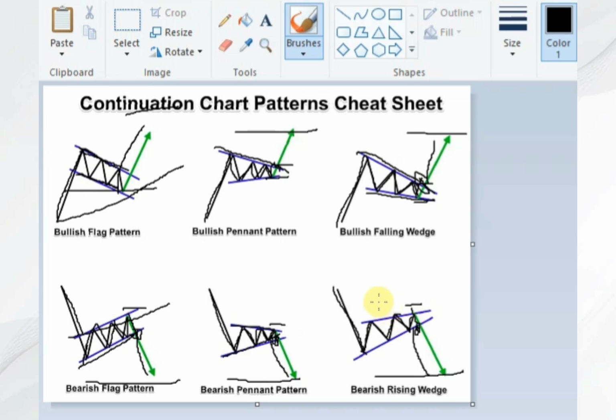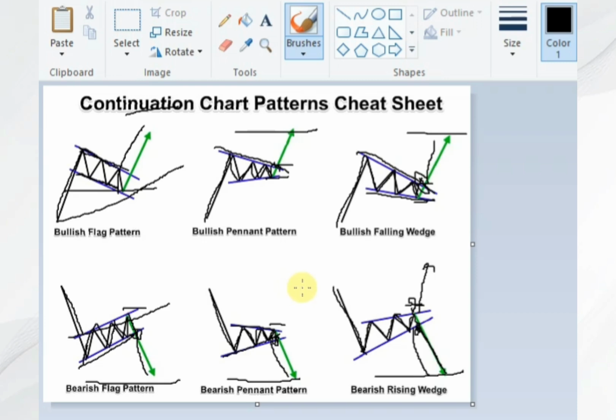Okay, so if it doesn't sell this way, it will break above here, giving you a reversal pattern. So if it goes up, it means it's a reversal pattern. But if it breaks down to the downside, giving a confirmation to sell, it means it's a continuation pattern. So I hope you understand what chart patterns are, and there are a lot of them.